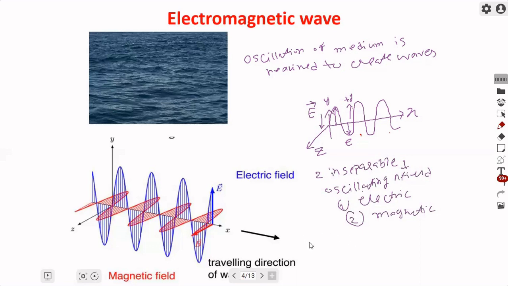And then what is the propagation direction of the light? It is in the x direction, which is perpendicular to both the electric field vector and the magnetic field vector. So that's how light is created. So we have understood the origin of electromagnetic waves. Now we will learn about some of its basic properties.